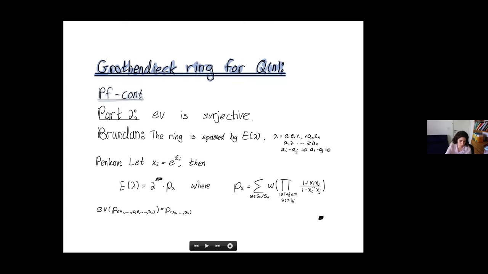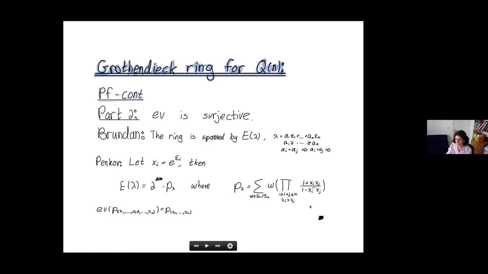And the second observation is that evaluation is surjective. Why would evaluation be surjective? Because we know quite a bit about characters of Qn. Brundan proved that the ring is spanned by expressions which are also some kind of Euler characteristics of parabolic inductions. But these Euler characteristics of parabolic inductions, by some old result of Penkov, are what we call the P Schur functions.